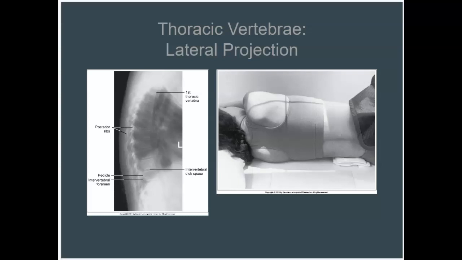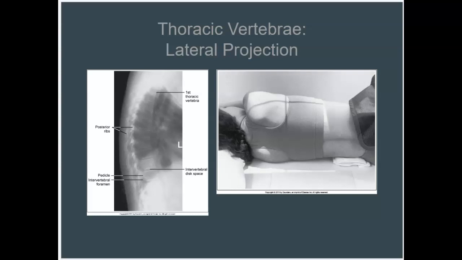In order to achieve some of these guidelines we just talked about, you must ensure that the patient is positioned so that you place their shoulders, their posterior ribs, and the ASIS directly on top of one another, aligning that mid-coronal plane perpendicular with the IR.